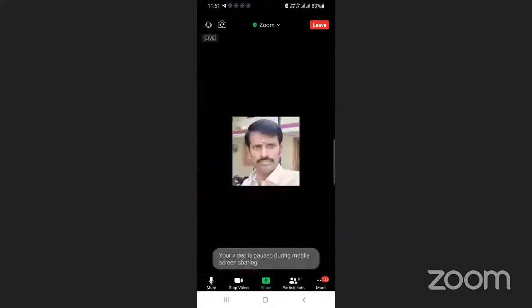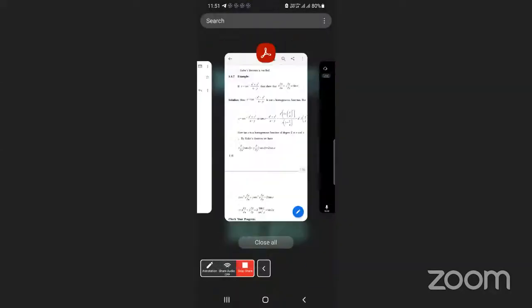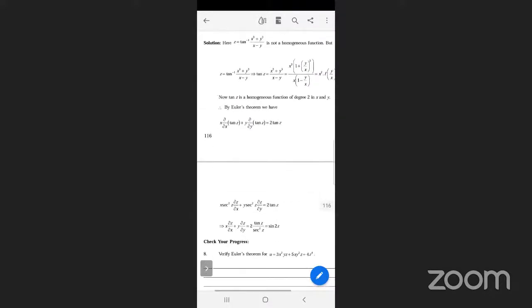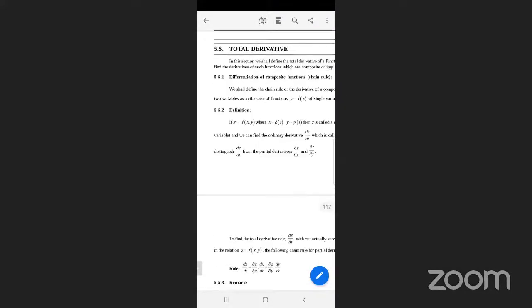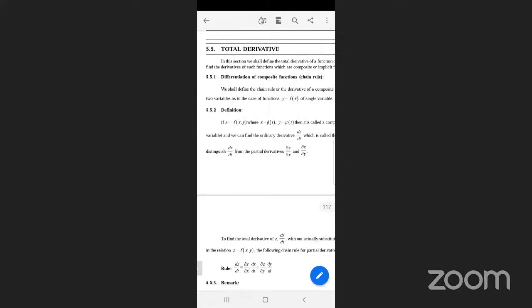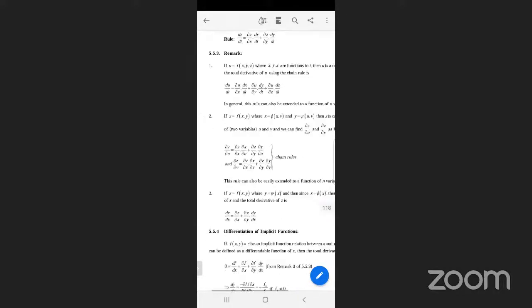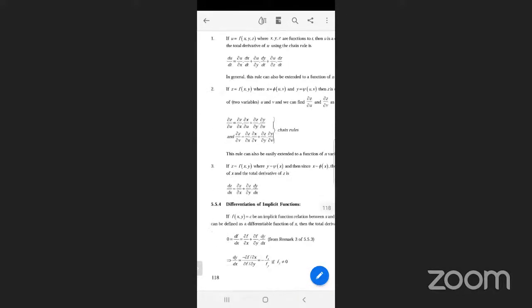Okay, I will share the screen first. Let's come to the next topic. The remaining problems you can practice. Total derivative on composite functions by using the chain rule, and total derivative on implicit functions. We have two different topics here, and on these two topics we have certain problems.